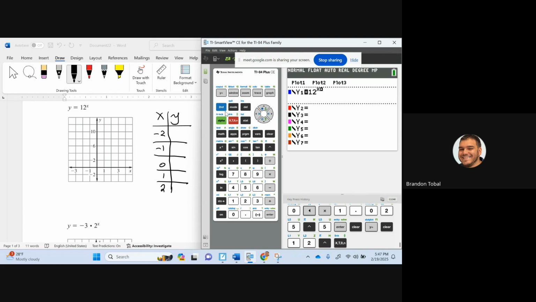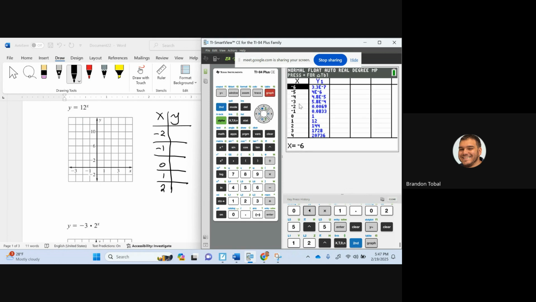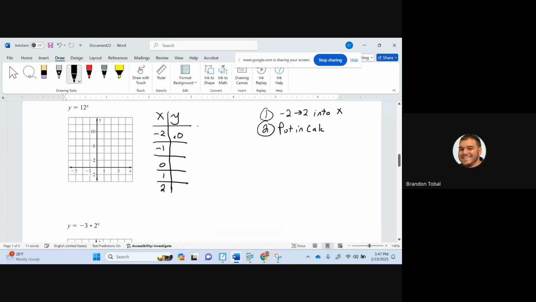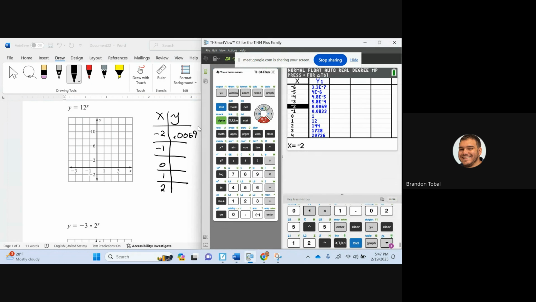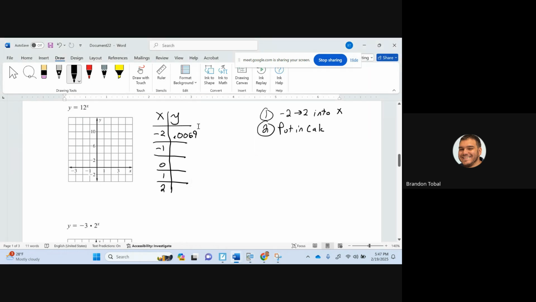Okay. Now I want to get the table. So I'm going to click second, graph, and I'll get my table. And I want to look at where it matters. So -2 is over here. So that's 0.0069. -1 was over there. So that's 0.08333. At 0, it was at 1. At 1, it's at 12. At 2, it's at 144.